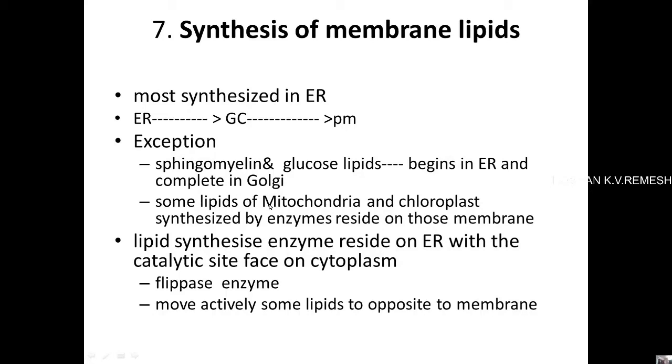And in the case of mitochondrial and chloroplast lipids, some of them may be synthesized by enzymes that are present on the surface of the mitochondria and chloroplast. The lipid synthesizing enzymes reside on endoplasmic reticulum with their catalytic sites facing towards the cytoplasm. So they can bring the components of the lipids from the cytoplasm, and these can be incorporated into the lipid molecule.